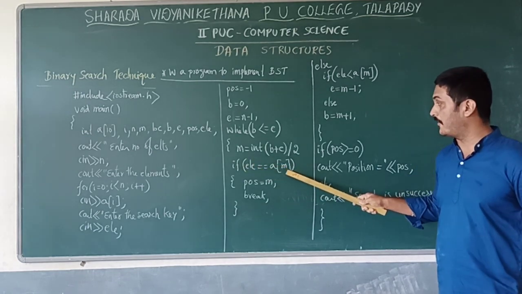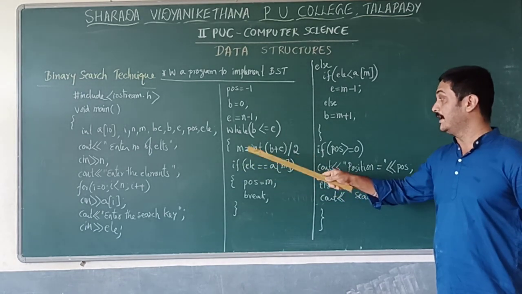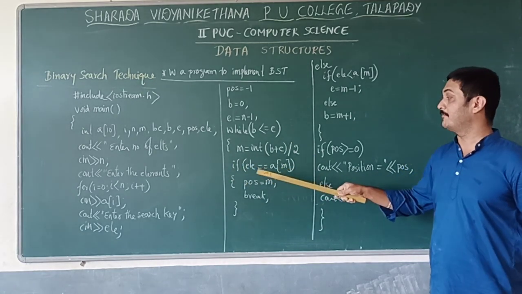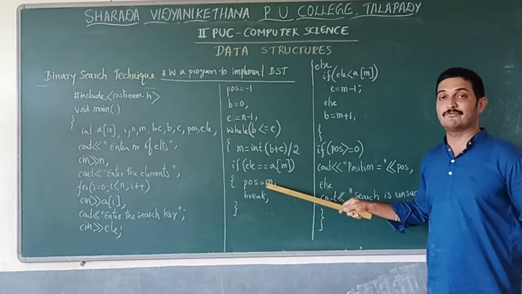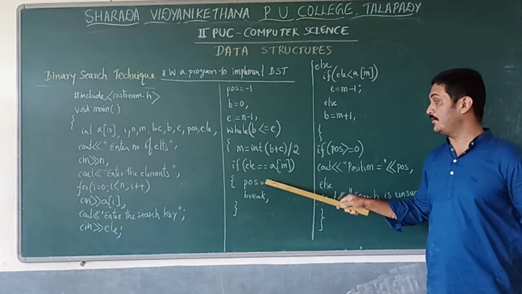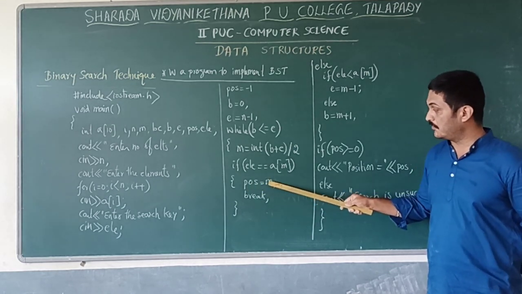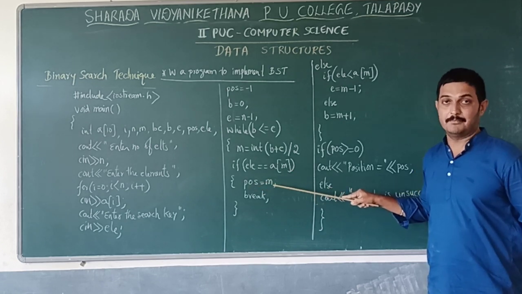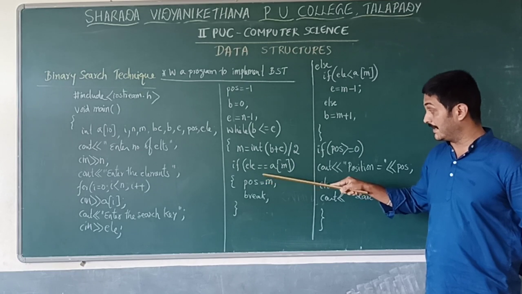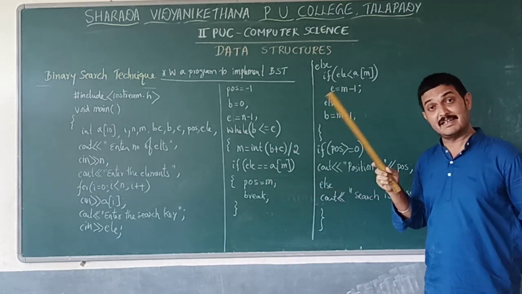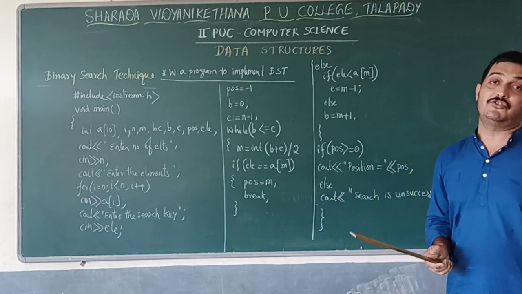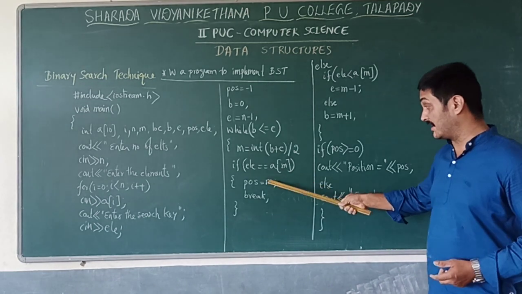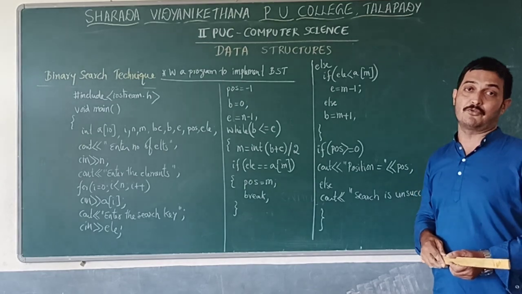ELE equal to A of n. M means middle element. In any case, if ELE equal to A of n, so what we have to do? Position is equal to M. That means we have to initialize the value of position with the value of M. That means we are getting the value of the center element. That means center element is equal to the search key. Then we have to wind up with the searching process or come out of the searching process.